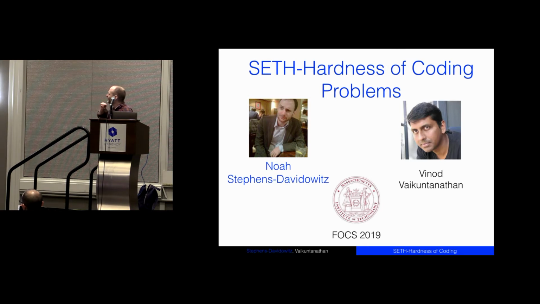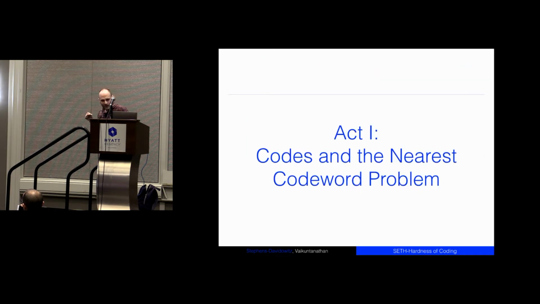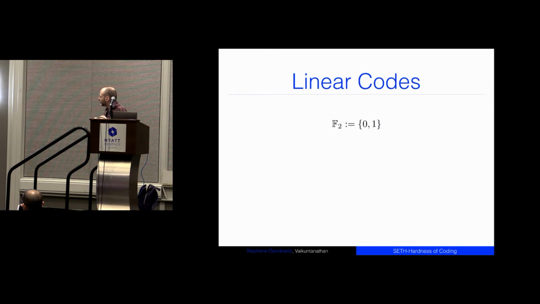So I'll be telling you about SETH-Hardness of coding problems. First, I'll define codes and the coding problem that I'll mostly talk about. So a linear code comes with a lot of fancy vocabulary and notation. So I'm going to call {0, 1} the field with two elements. I'm going to denote it F_2. It's just bits. And I'm going to call {0, 1}^m, so bit strings, a vector space over the field with two elements.